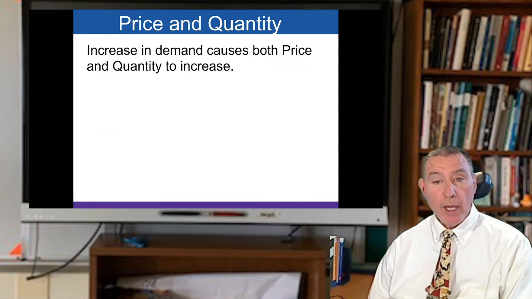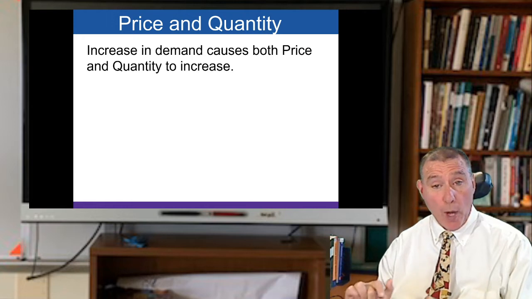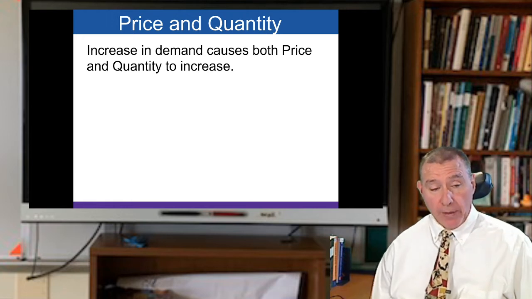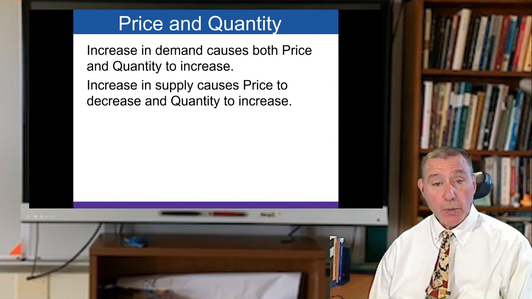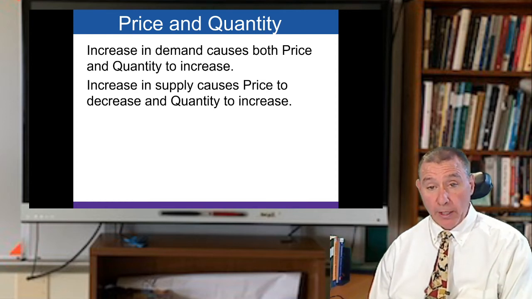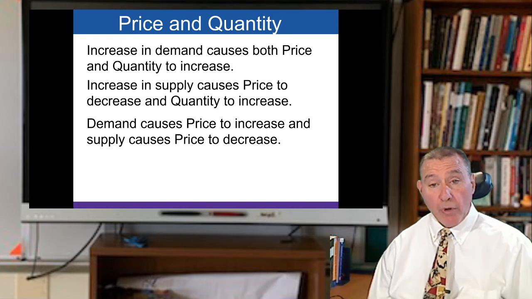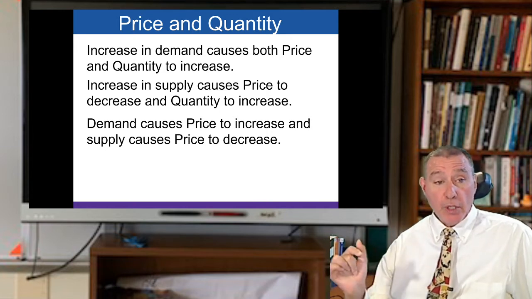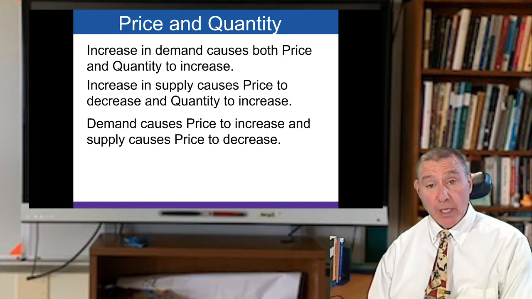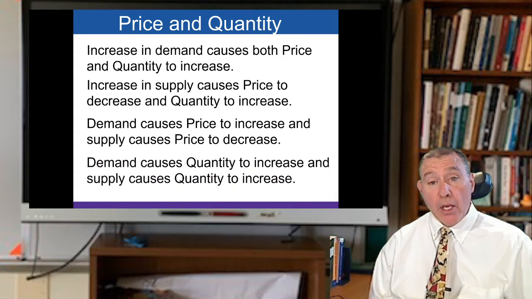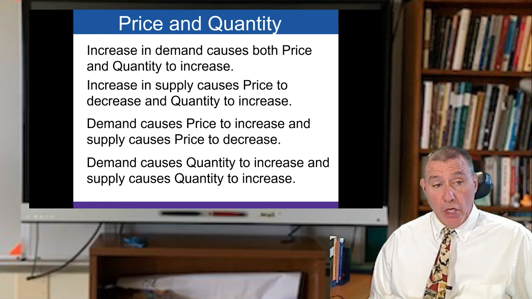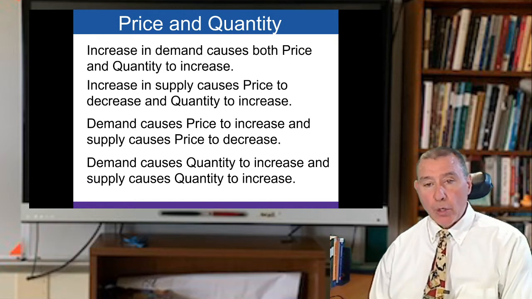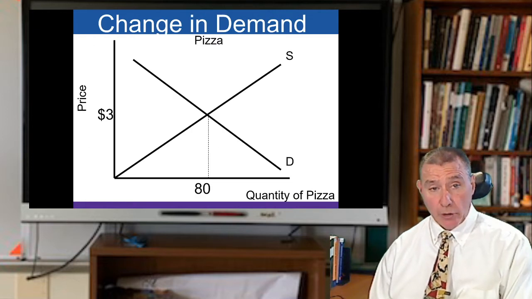We have an increase in demand, which causes both price and quantity to increase. That's what we've talked about in the past. Then we have an increase in supply, which causes price to decrease and quantity to increase. So when we look at price, demand is causing it to increase, but supply is causing it to decrease. And for quantity, demand is going up and supply is going up, so we're fine there. Now let's graph it, which I'm not recommending, and I'll show you why.